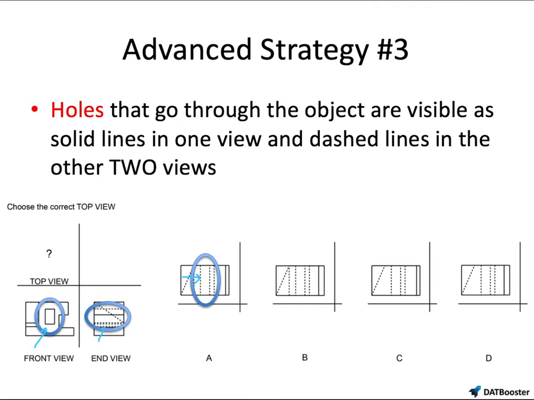So this works for both square or round holes. And this is really helpful to differentiate from pegs, because if you just looked at the front view and nothing else here, you might think that that's a peg sticking out from the front view, but you don't know that until you look at the others and you can visualize that there's a tunnel cutting through this shape through the entire object.